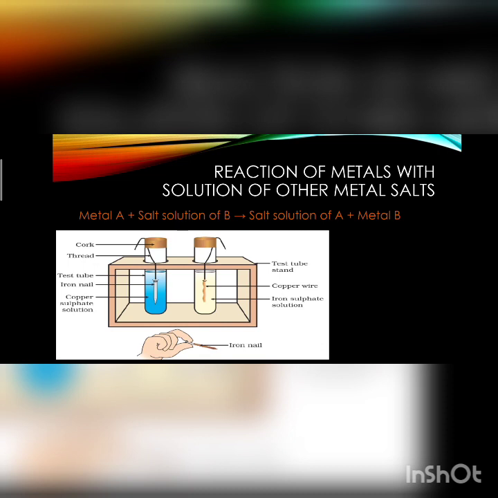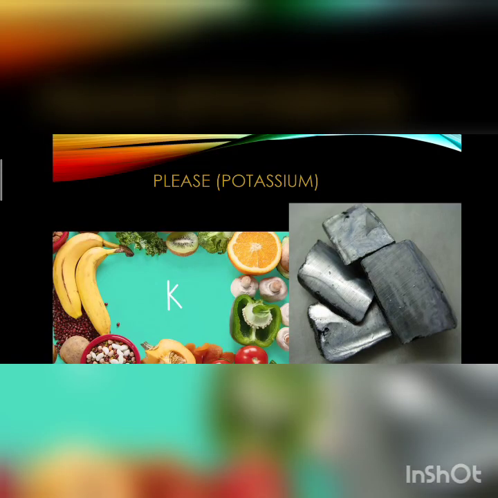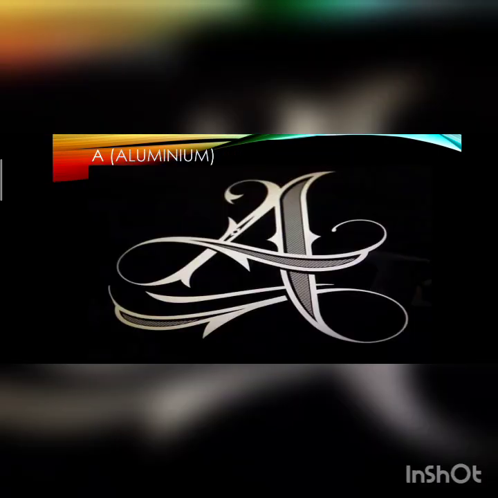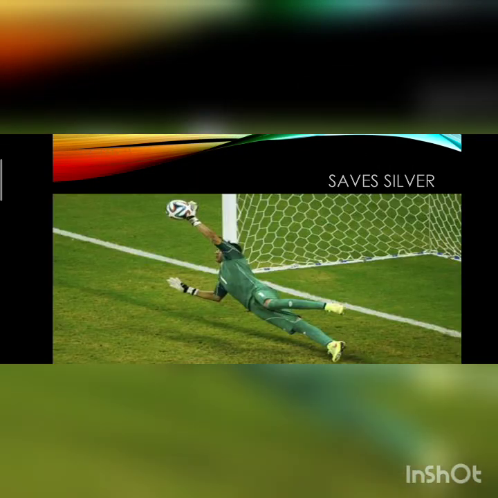Now, all metals have an order of reactivity. This is also called the reactivity series. The reactivity series is a list of metals arranged in the order of their decreasing reactivities. Now we are going to memorize this series in a really funny way. We are going to use a slogan to learn this reactivity series. Let's see what it is. It is, please stop calling me a careless zebra. Instead, try learning how copper saves gold.